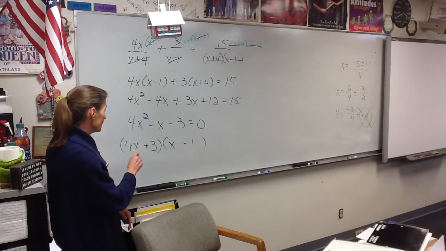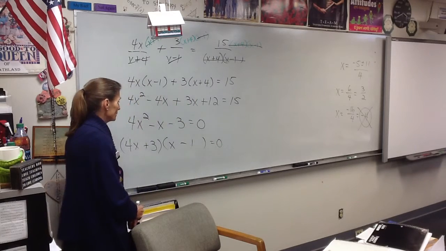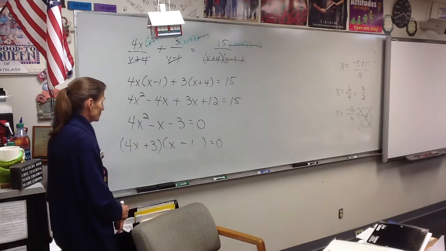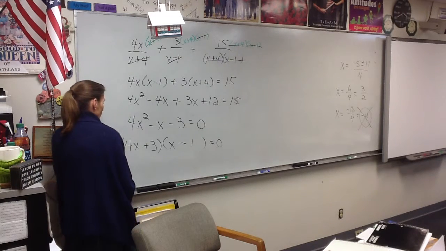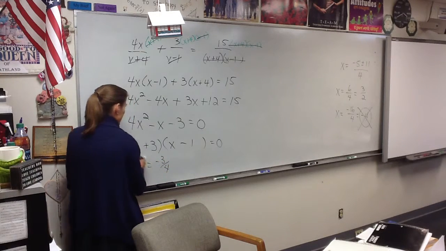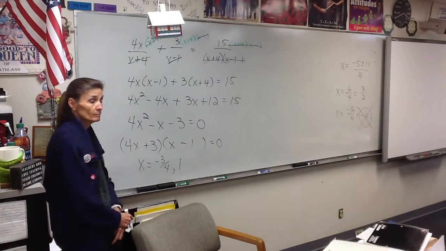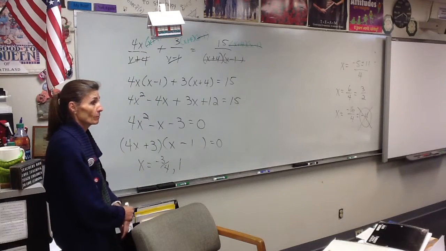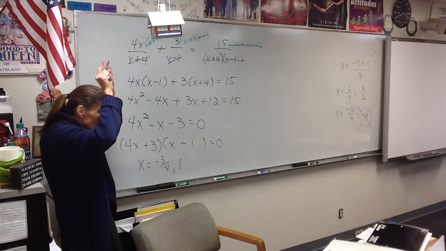I always do a quick double check to make sure I factored correctly. So what are my answers? X equals 1 and x equals -3/4. Negative 3/4, that would be this one, or 1. Beep, beep, beep, beep, beep. My little antenna are going up.